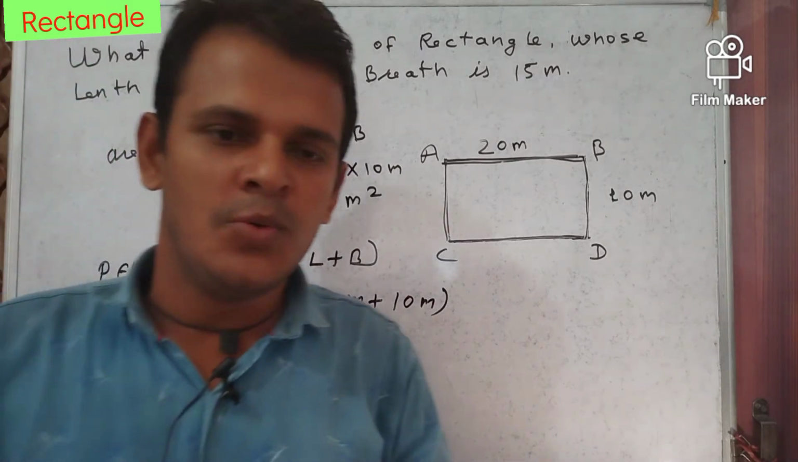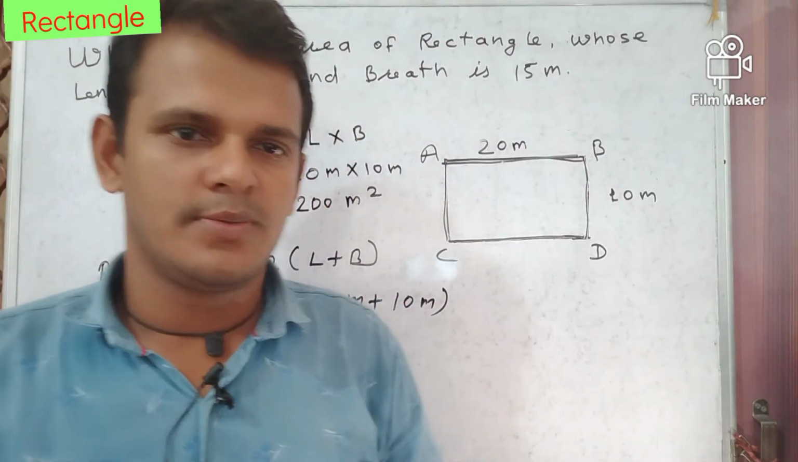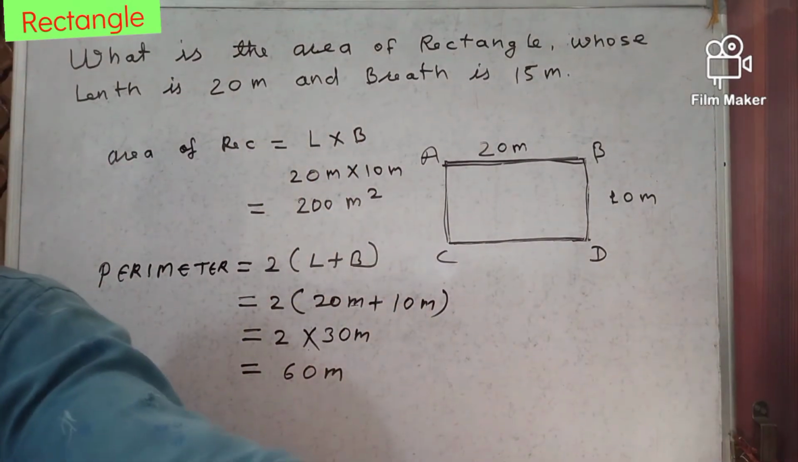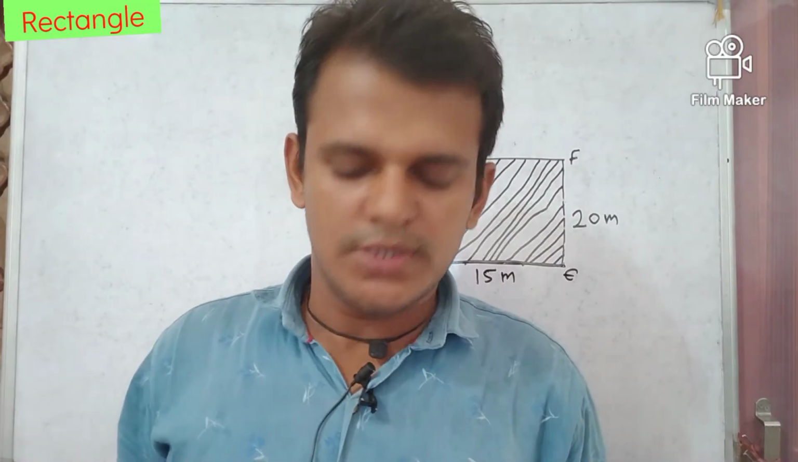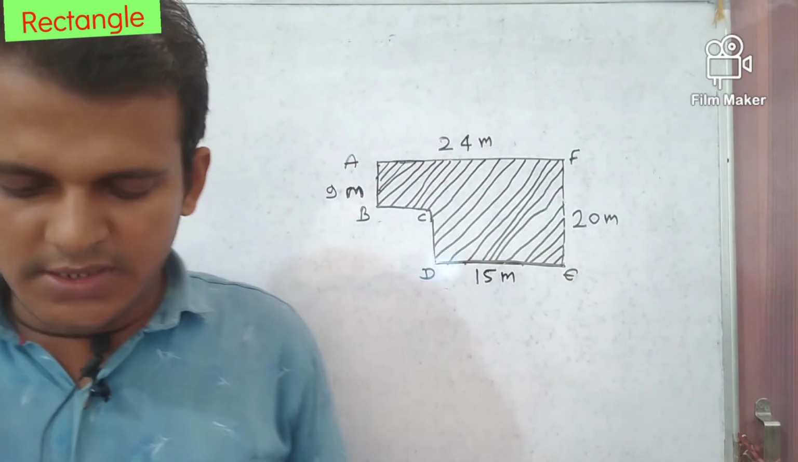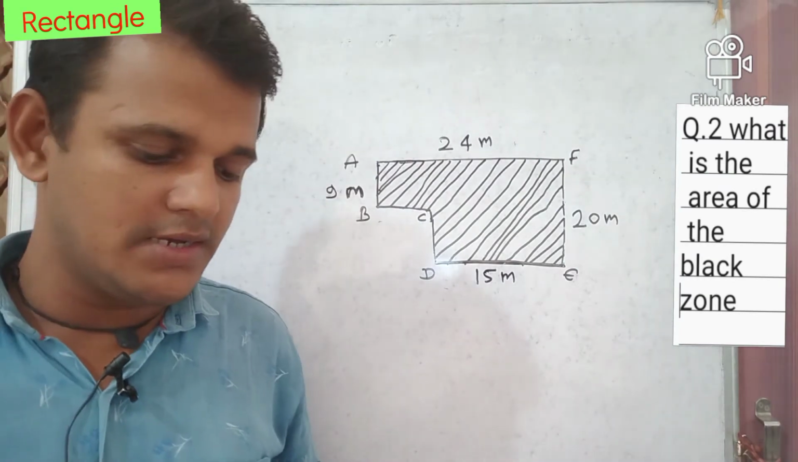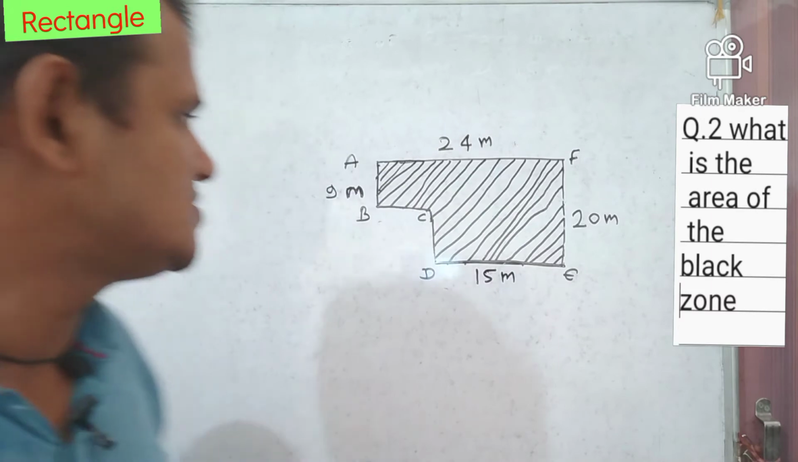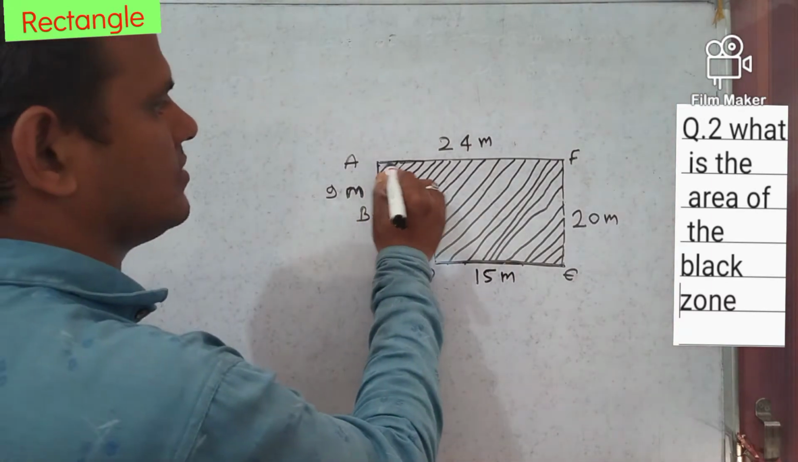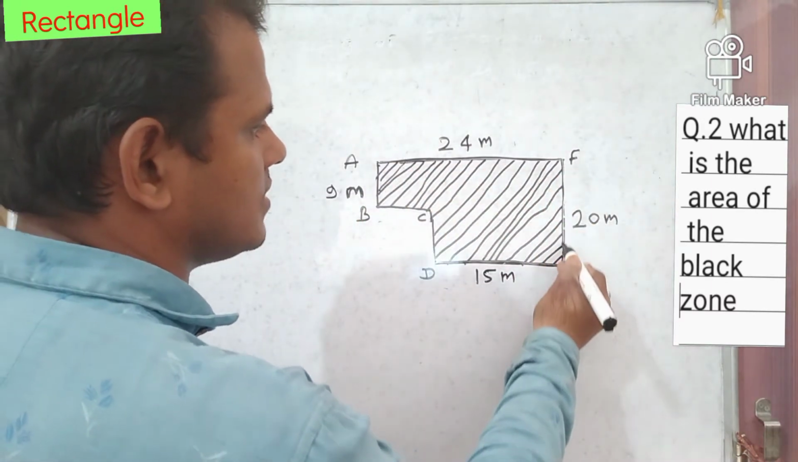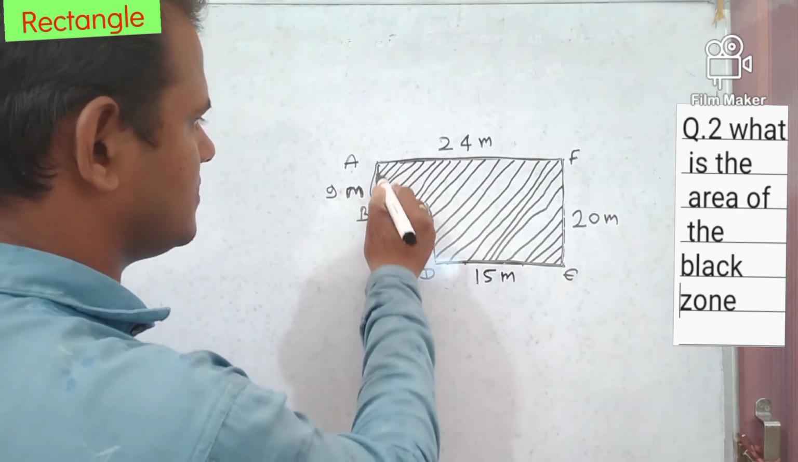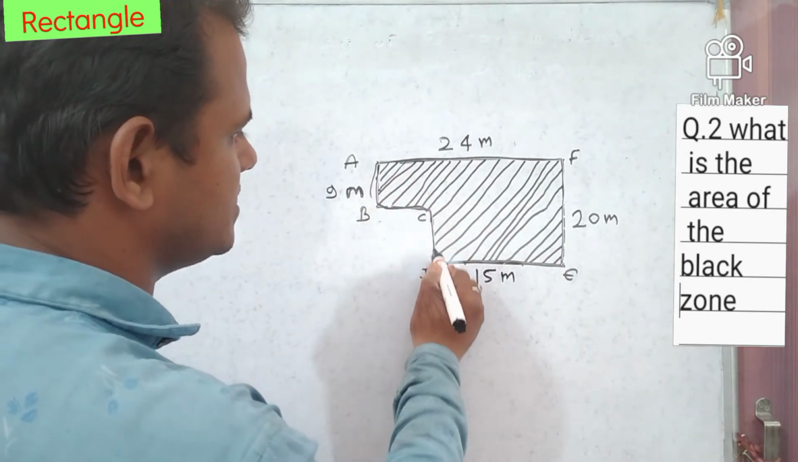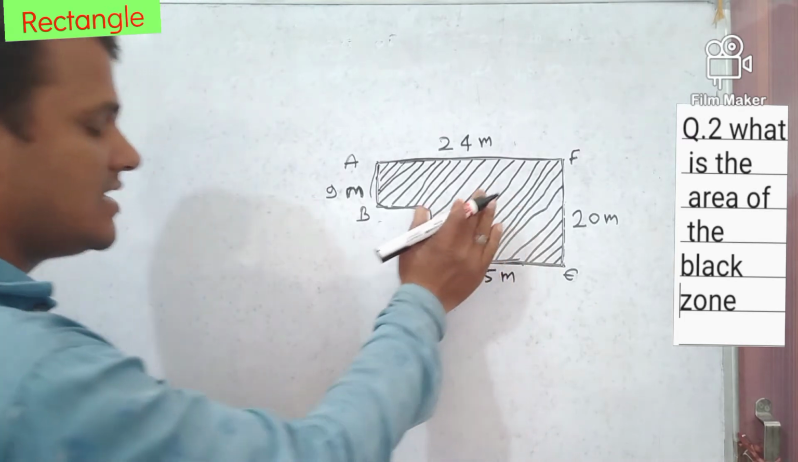So friends, let's move to question number 2 and solve it. Question number 2 is: what is the area of the black zone? Now see here, our target is to find this area, the black zone.